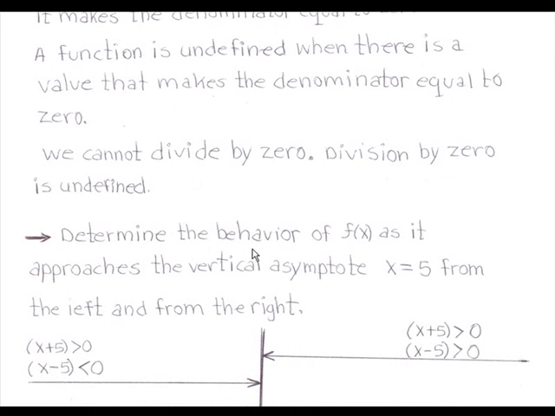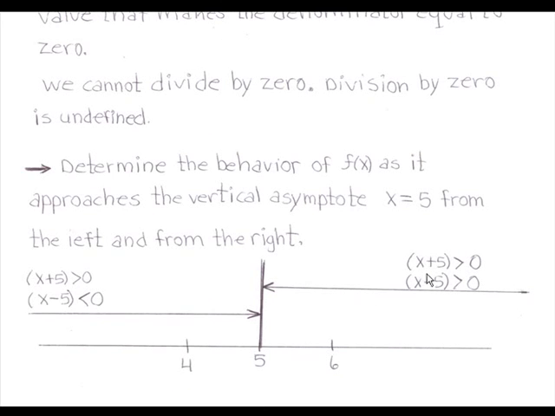Now we want to determine the behavior of f of x as it approaches the vertical asymptote of x equals 5. So in this case, it should have been written, we want to determine the behavior of f of x as the x values of that function approach the value x equals 5 from the left and from the right. So we're looking at the x values. What's happening to the behavior of that function as the x values approach 5 from the left and from the right?